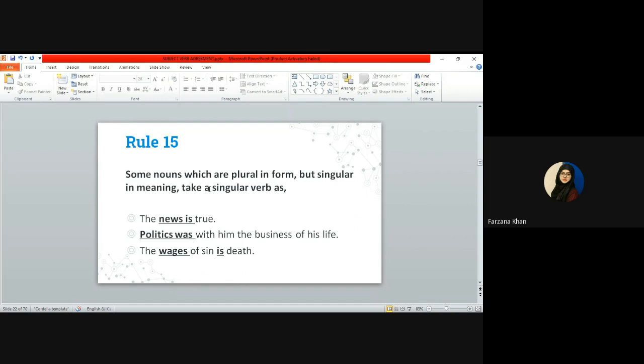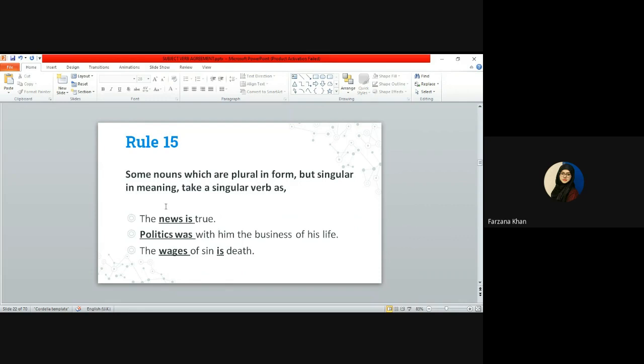Rule number 15. Some nouns which are plural in form but singular in meaning take a singular verb. Basically, there are certain nouns. When we talk about the form of those nouns, they are basically plural. But when we use them, we use them as singular because they don't have the singular of their plurals. In form, they are plural, but they don't have a singular. So when we use them in a sentence, we use them as singular.